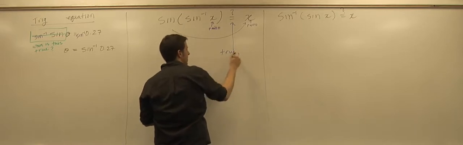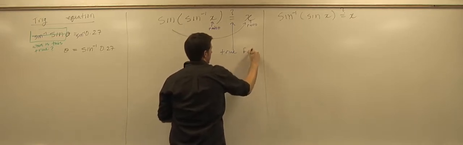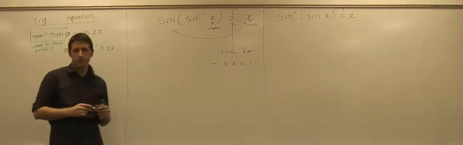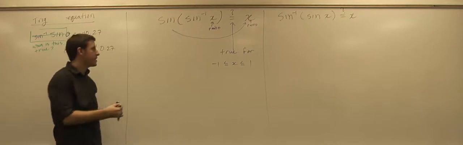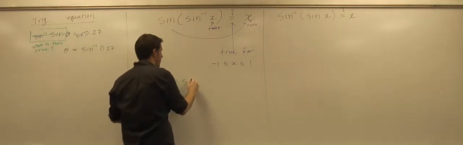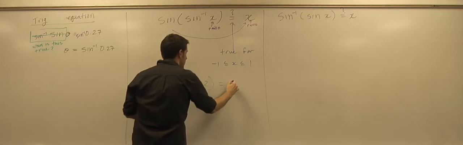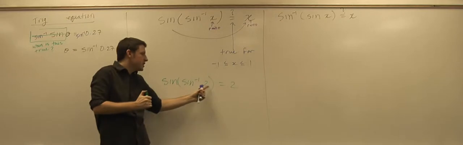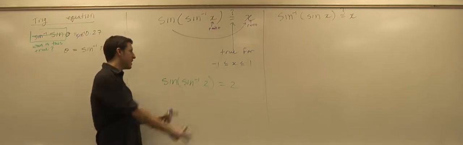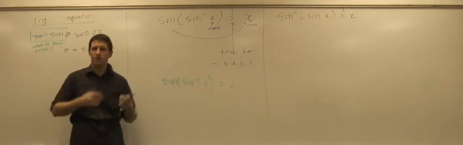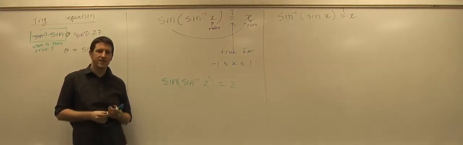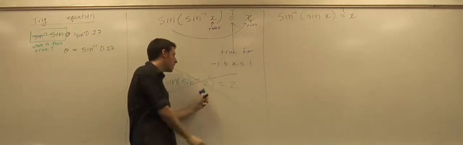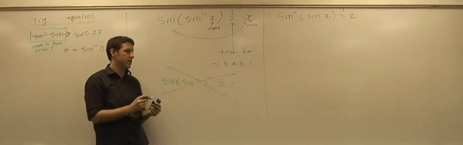As long as x is between -1 and 1, for ratios that make sense. Meaning, for example, if I write sine of sine inverse of 2 equals 2, it's garbage. Doesn't make any sense. You can't do sine inverse of 2. It's meaningless. So you're saying meaningless equals 2. Okay? Doesn't make any sense.